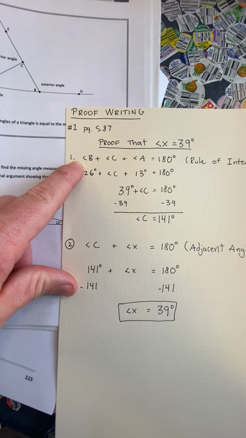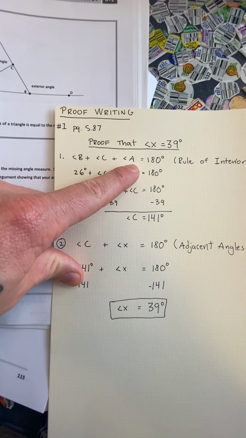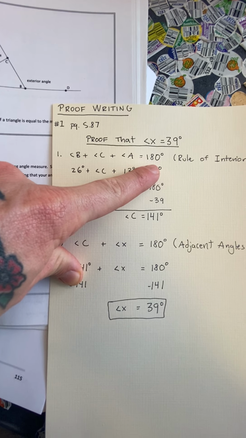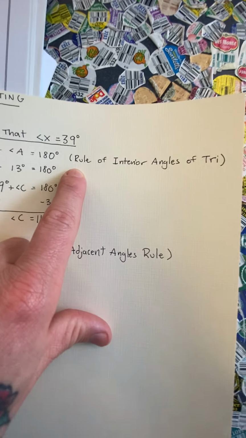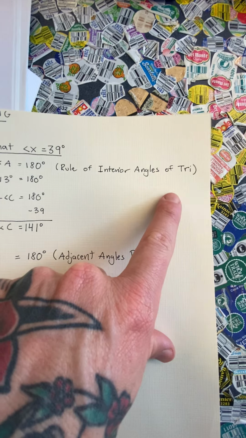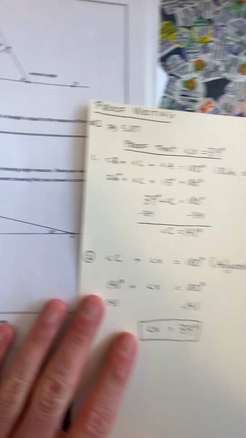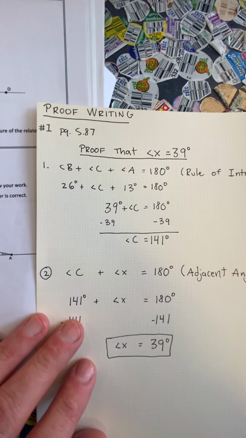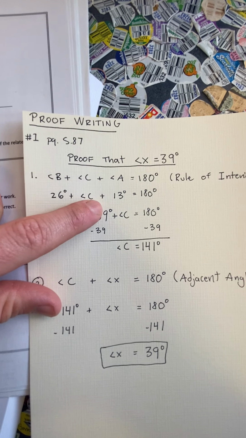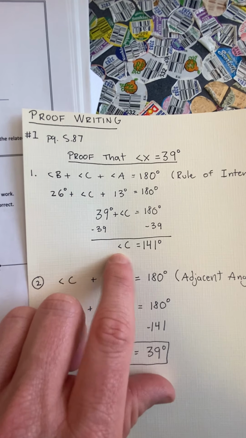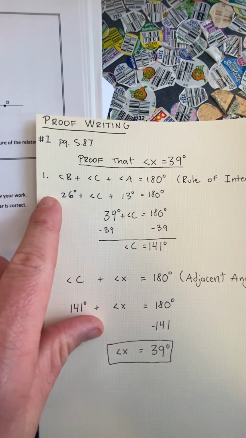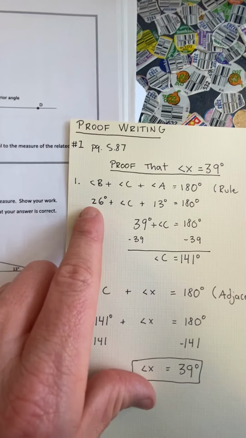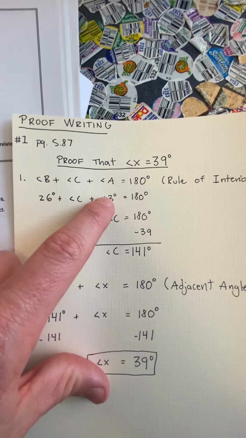First, angle B, C, and A have to add up to 180 degrees. And then we have to say how we know that. Well, that's the rule of interior angles of a triangle. We know that B, C, and A have to add up to 180. And then we're gonna show how we can figure out angle C. So we know that angle B is 26. Angle A is 13.